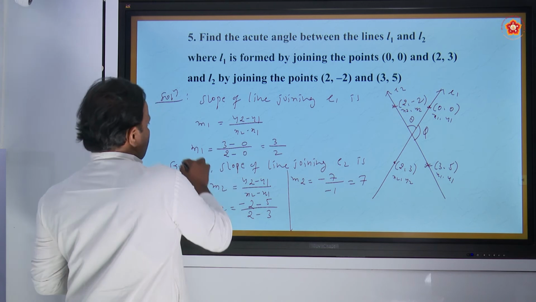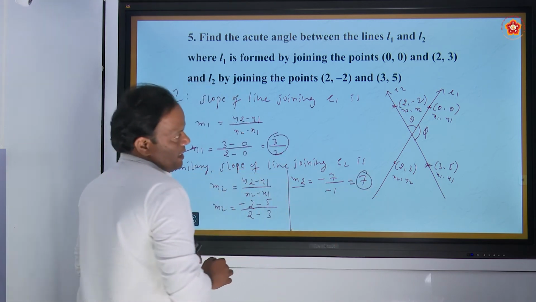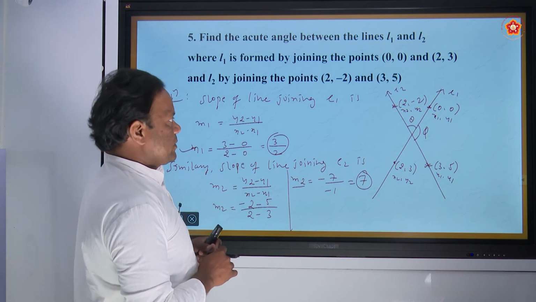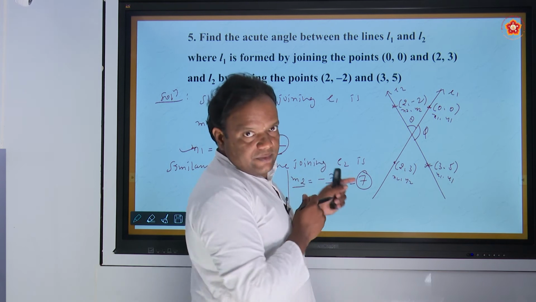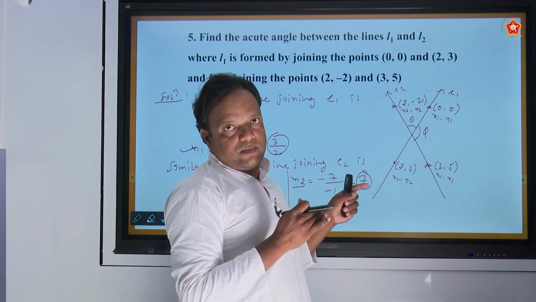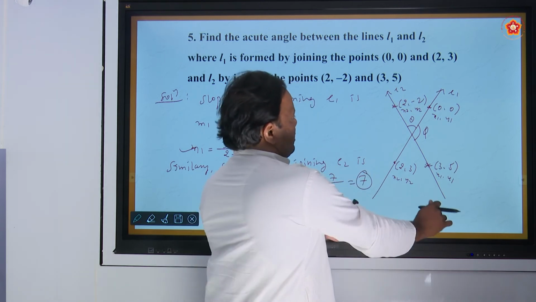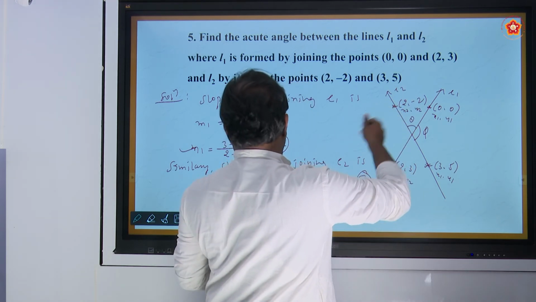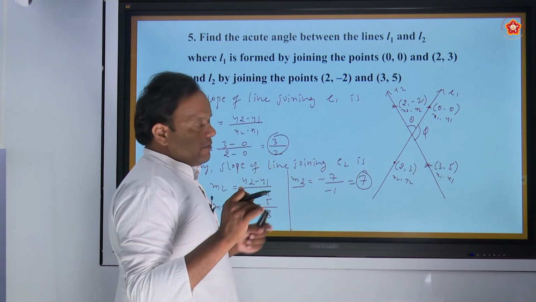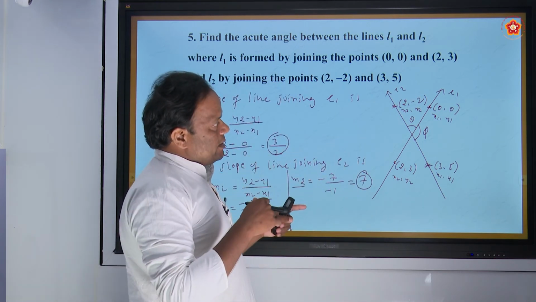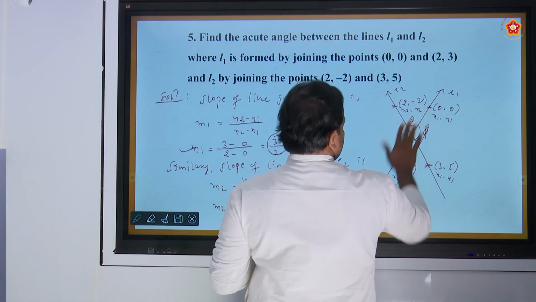So we know M1, that is 3 by 2, and we know M2 is 7, so use the tan theta formula. I think the figure work is over now. Just draw the figure whenever you practice the problems. Here, I rub the figure because I need some space for solving the angle theta. Just pause the video if you need the figure, draw the figure and continue. Okay.